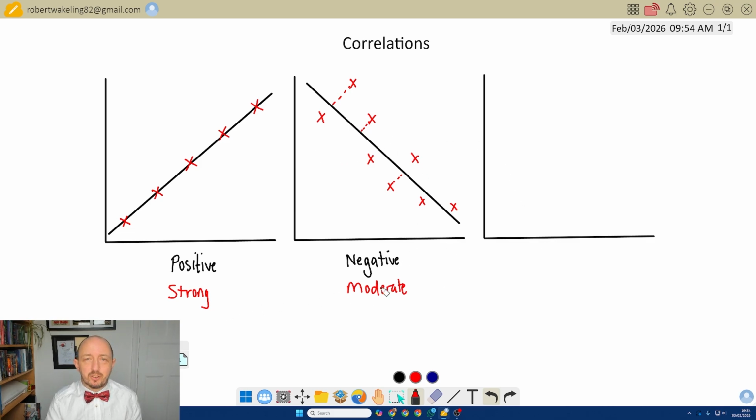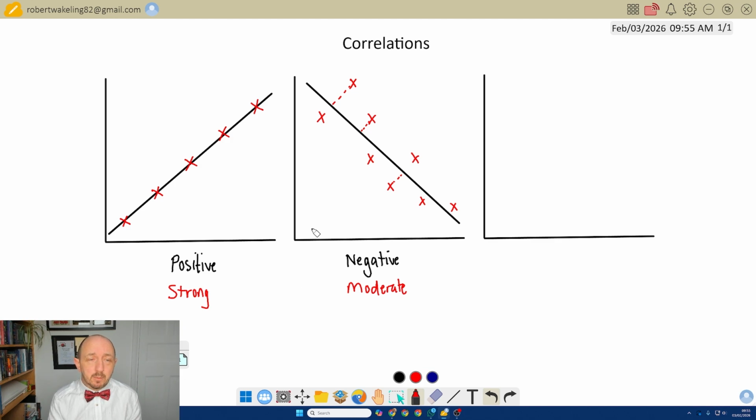And this moderate and strong, it's difficult to quantify. When does it become moderate? So the strong and the moderate aren't as important as the positive and negative. They don't often ask about how strong the link is, but it's something that you should be aware of.